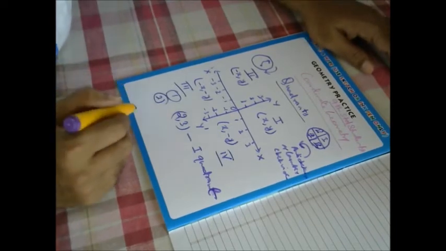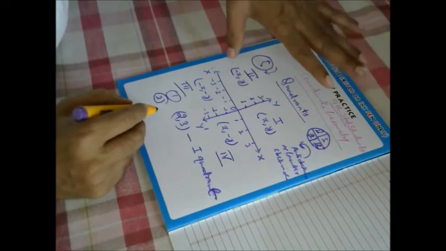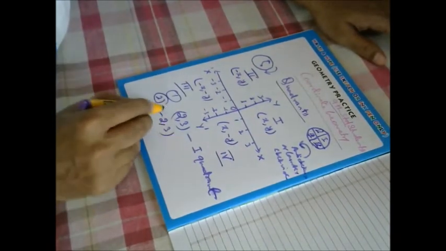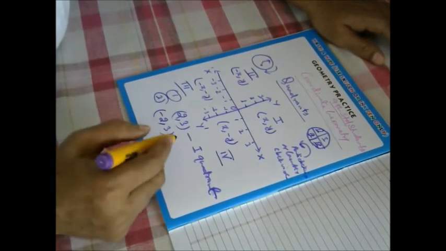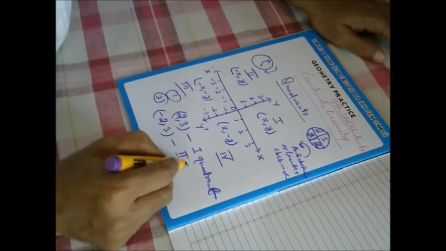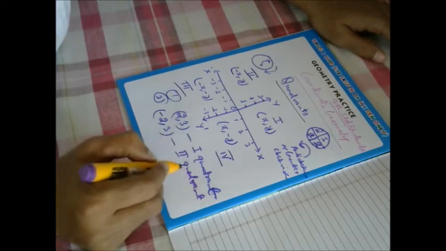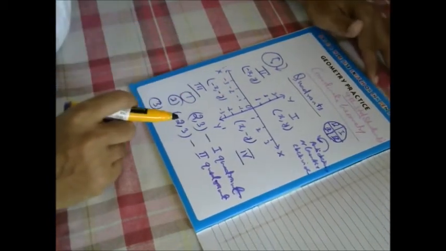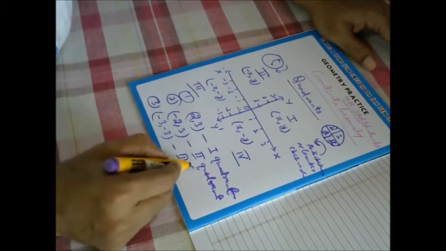Second, suppose another example: if we take -2 and 3 positive, the x coordinate has become negative and the y coordinate has become positive. So it is lying in the second quadrant. In the third one, both are negative: -3 and -3. So it is lying in the third quadrant.